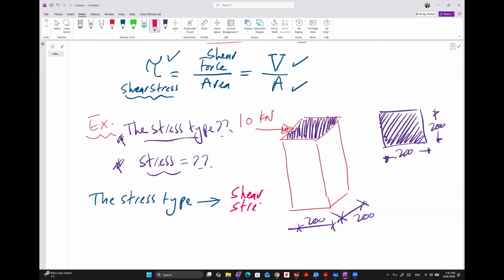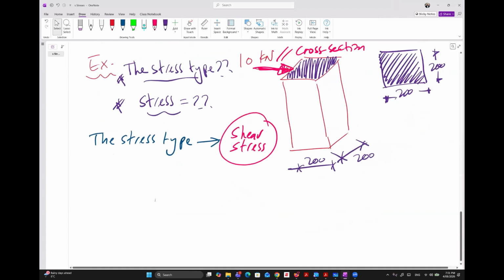Why is it shear stress? Because the force is parallel to the cross section. Is that correct? Perpendicular to the cross section. Ah, sorry, yes, parallel to the cross section. Yeah, parallel to the cross section. So this is the first part of the question.